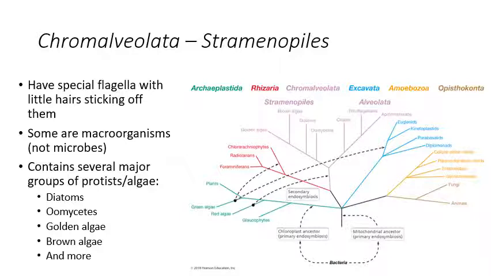The major groups that you have in the superphylum are the diatoms, the oomycetes, the golden algae, and the brown algae. And especially it's the algae that can be macroorganisms sometimes. You also have other groups beyond that, of course. Those are just the ones that we're going to talk about. And again, those golden and brown algae are protists. They're photosynthetic protists that have gotten chloroplasts as a result of secondary endosymbiosis.